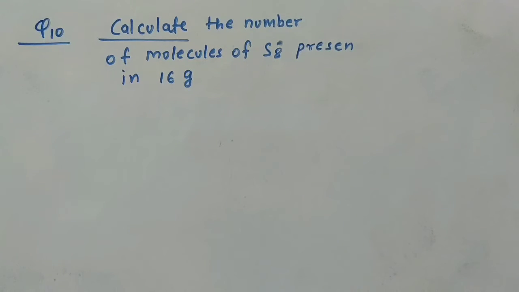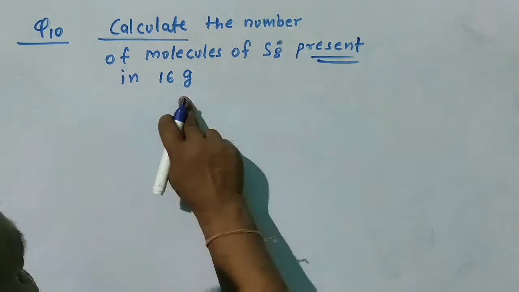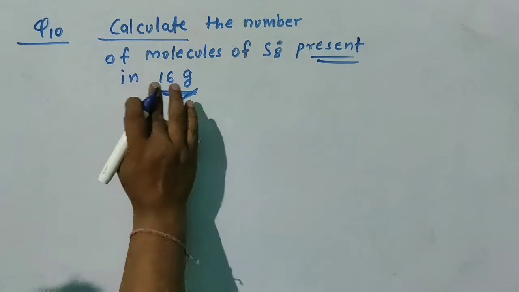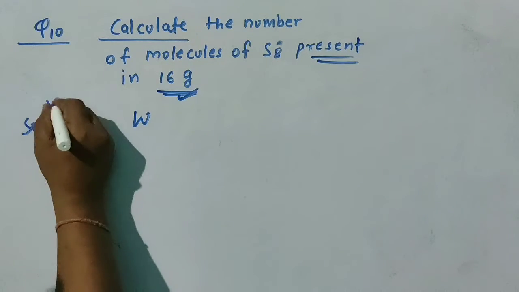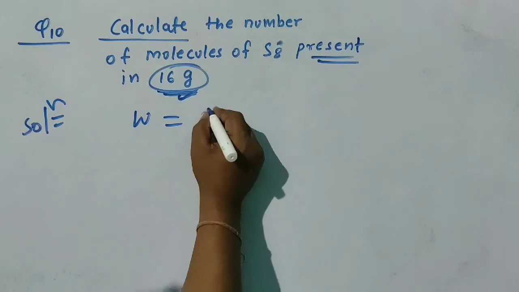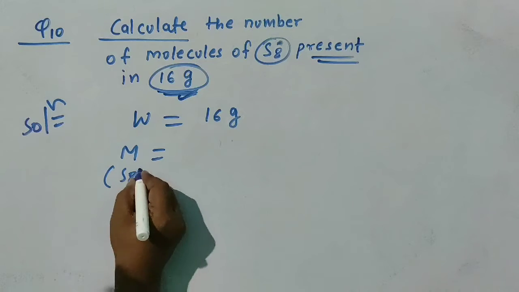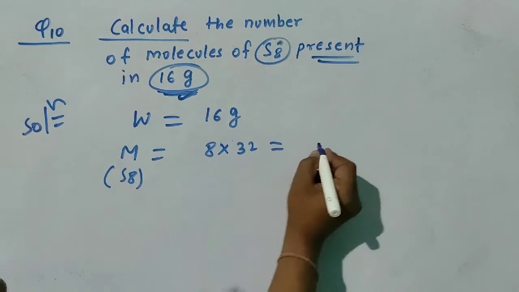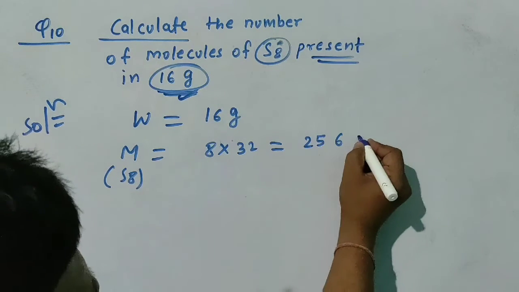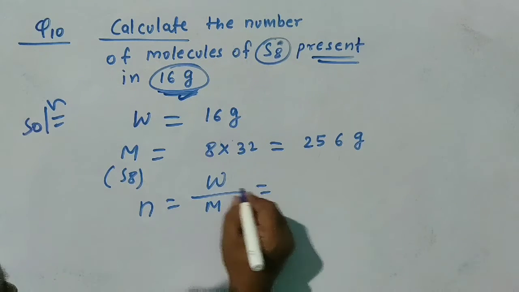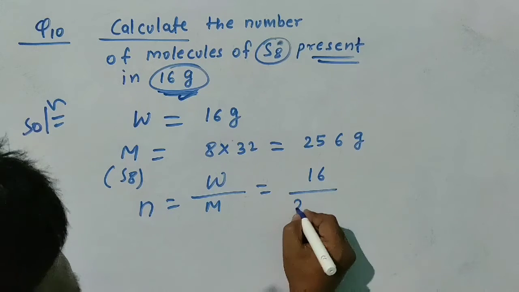Next question is, calculate the number of sulfur molecules present in 16 gram sulfur, S8. So first of all, given mass: 16 gram. We will write this. Now we have to find molecular mass of S8. This is 8 into 32, that is equal to 256 gram. Number of mole we have to find: given mass upon molecular mass. Given mass is 16 and molecular mass is 256.